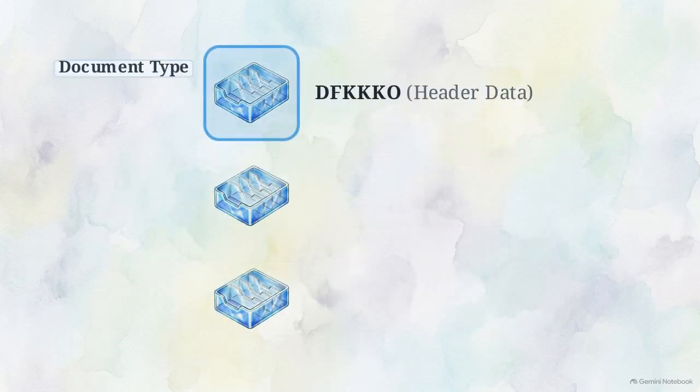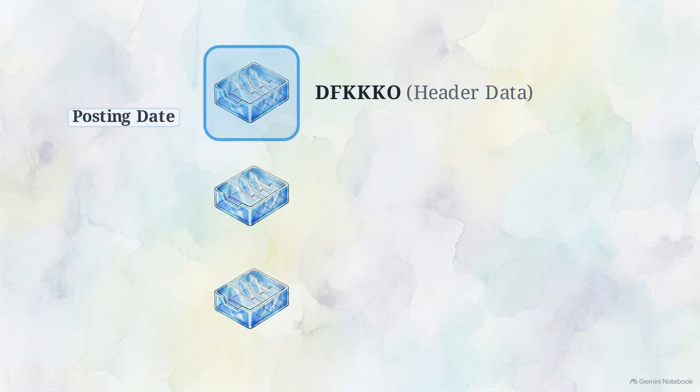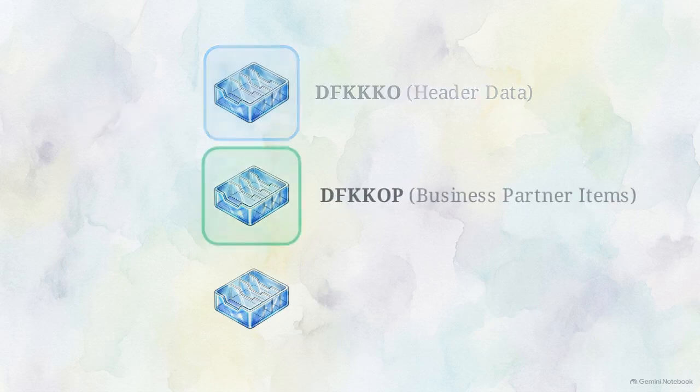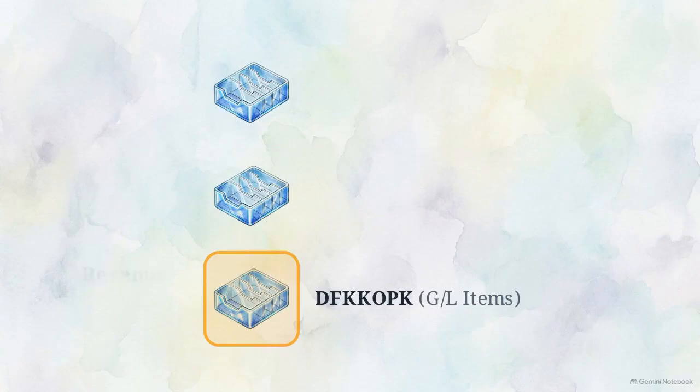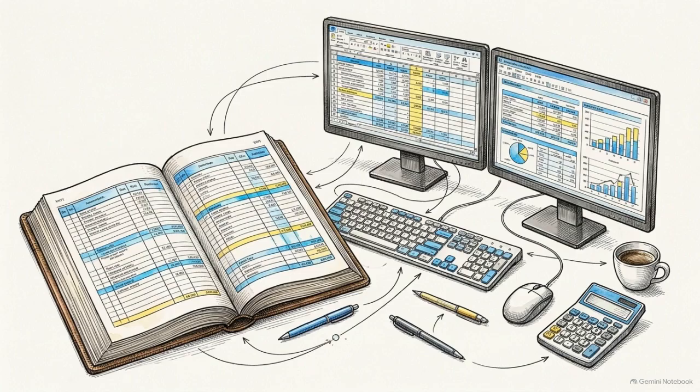But beneath this interface, the document splits into 3 database tables. The header data in DFKKKO records document type and dates. Below that, DFKKOP stores business partner open items, the actual receivables. Finally, DFKKOPK holds general ledger items, routing revenue and taxes for corporate reporting. These 3 tables dictate the actual financial reality of the enterprise.